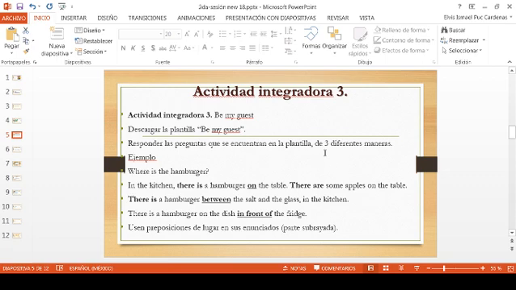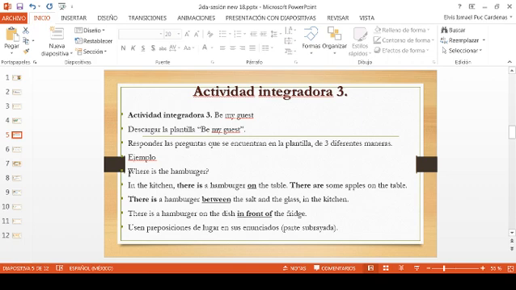to answer. For example, where is the hamburger? First, in the kitchen, there is a hamburger on the table. Then, there is a hamburger between the salt and the glass in the kitchen. That is number 2. Number 3, there is a hamburger on the dish in front of the fridge. I repeat, 3 different ways of saying the answers.